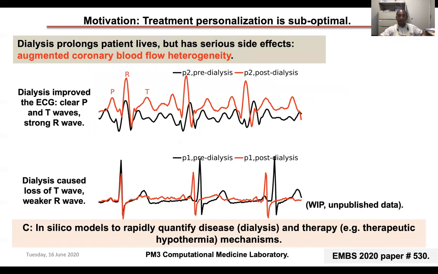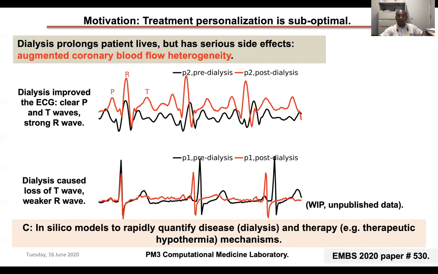The clinical motivation is that most modern clinical treatments, and in my case, dialysis, remain suboptimally personalized. The suboptimal personalization does lead to a heterogeneous response of patients for the same treatment. Shown are two sets of ECGs recorded before and after dialysis. While the top set of ECGs show that the dose of dialysis benefited patient number 2, it had a serious side effect on patient number 1, whose ECG recordings are shown in the bottom panel.